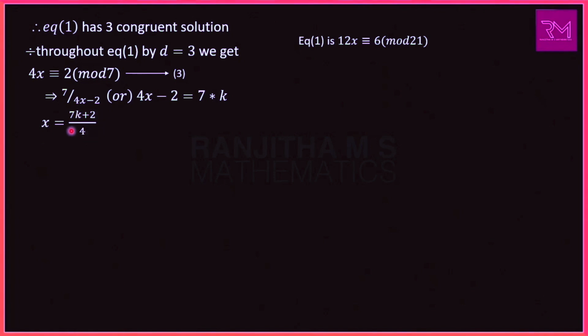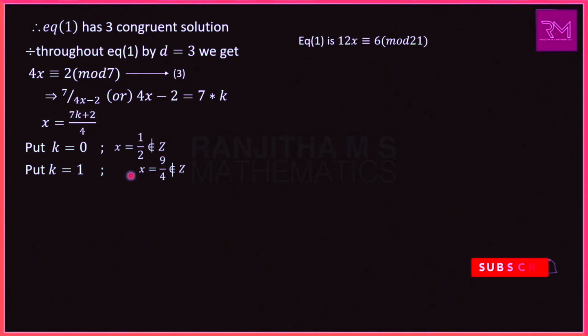Next step, as before, we have to substitute k value as 0, 1, 2, 3 and we have to find an integer value of x. That is, x is equal to some value that belongs to integer Z. So put k equal to 0. If we substitute k value as 0, 7 into 0 is 0, plus 2 by 4. Therefore we get x is equal to 1 by 2, which does not belong to integer Z. So substitute k value as 1. So 7 into 1 is 7 plus 2 is 9 by 4. That is, x is equal to 9 by 4, which does not belong to integer Z. So substitute k value as 2.